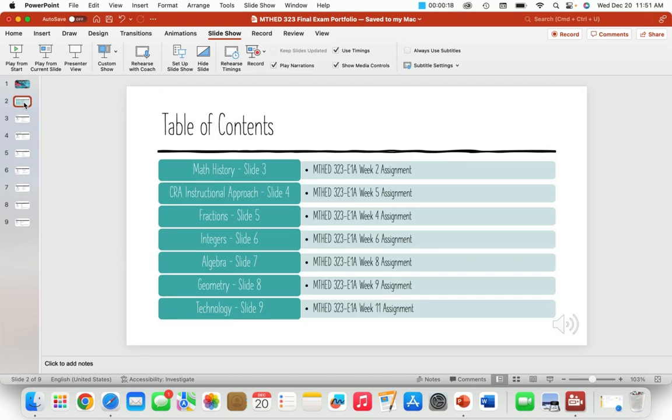Here's my table of contents. I included the topics at hand that you can find on the slides, as well as the specific week assignment that I posted for every topic.